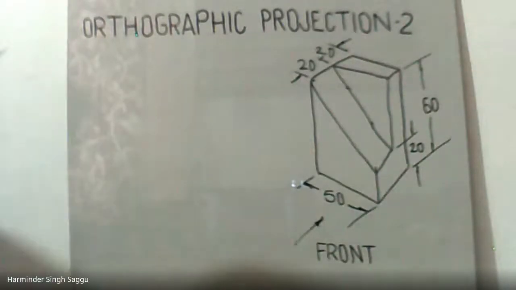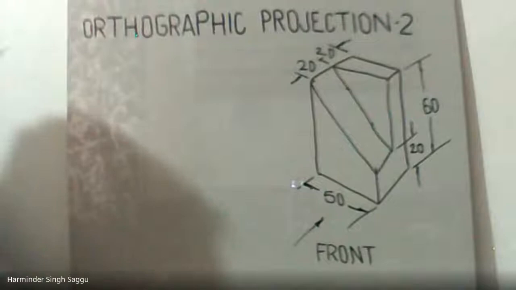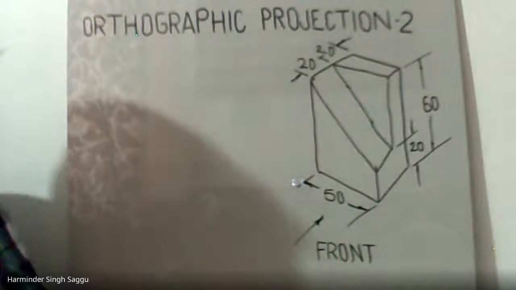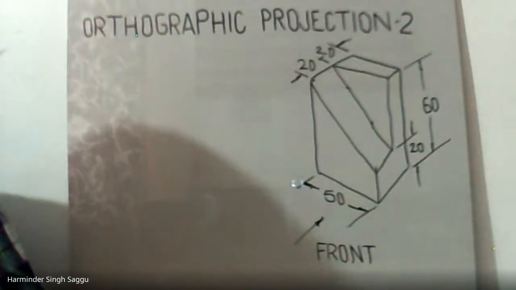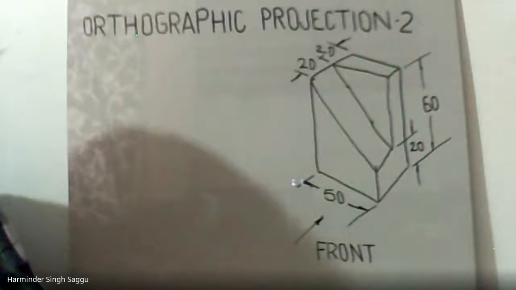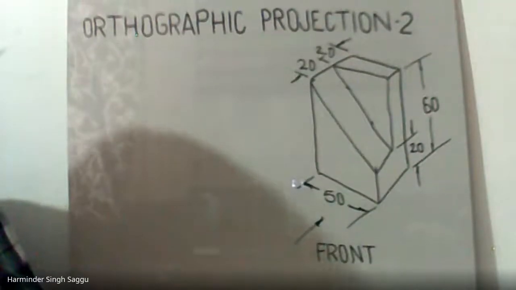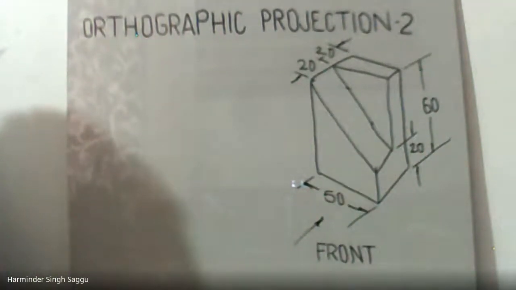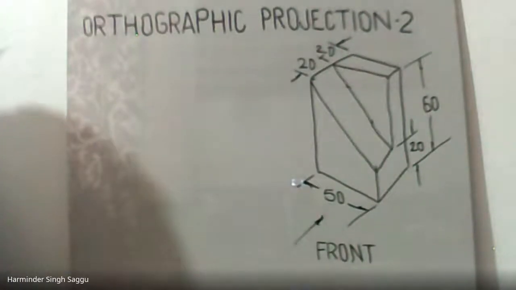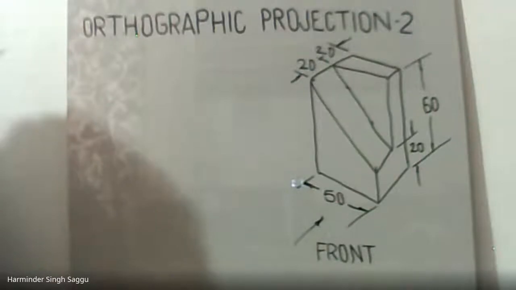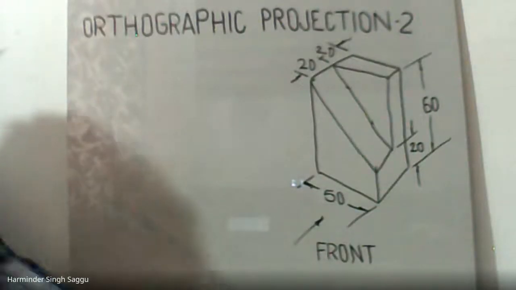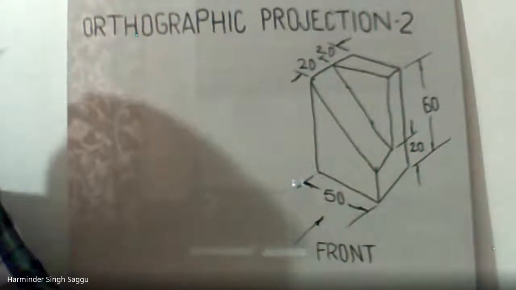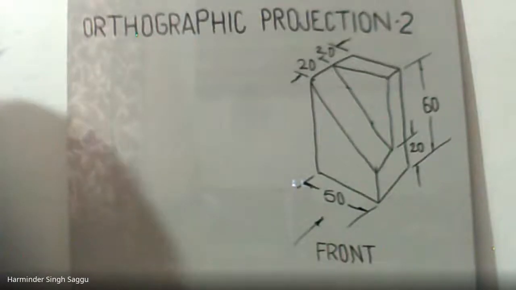So now we'll start our second lecture on orthographic projections. The first case was when, in the solution for drawing front view, top view and side view in first angle of projection, our object lies in the first octant. Now I will say octant, not quadrant. For drawing the side view, we need a third plane. That third plane is the profile plane, which divides that quadrant now into octants.